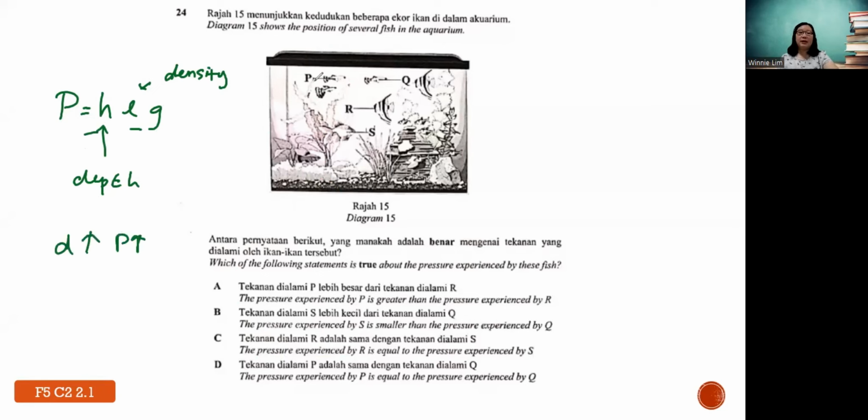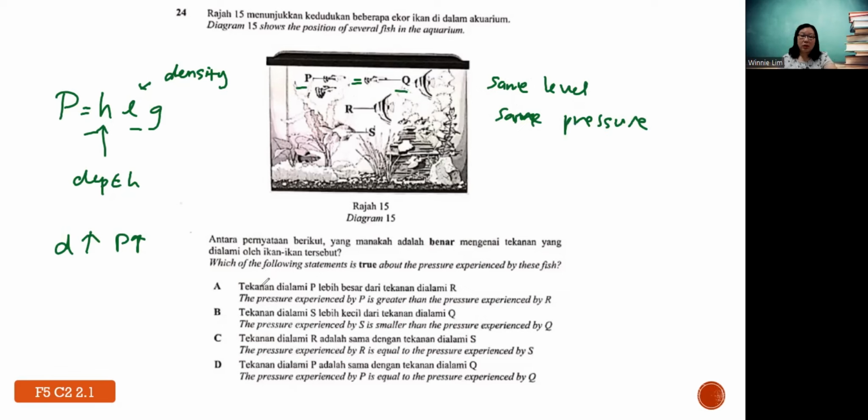Okay, so basically P and Q are on the same level. If they are on the same level, that means they will have the same pressure. Same level, same pressure. Okay, so P and Q will have the same pressure, but then R will be greater than P, and S is greater than P, and also greater than R, right?